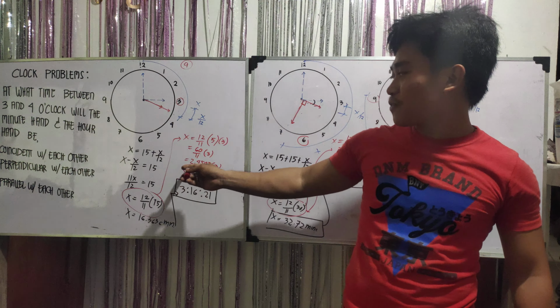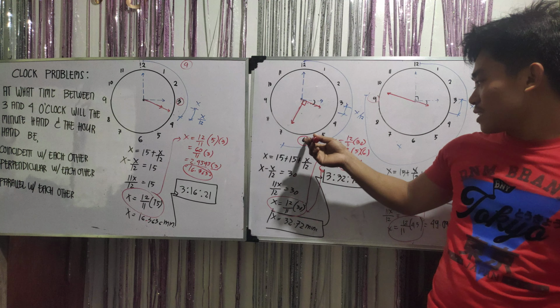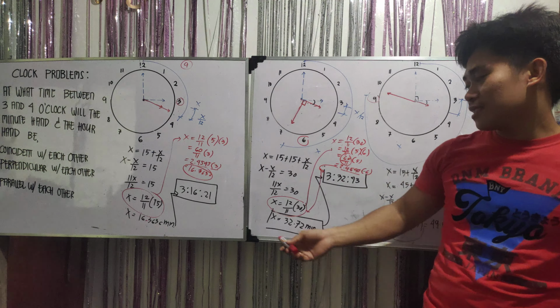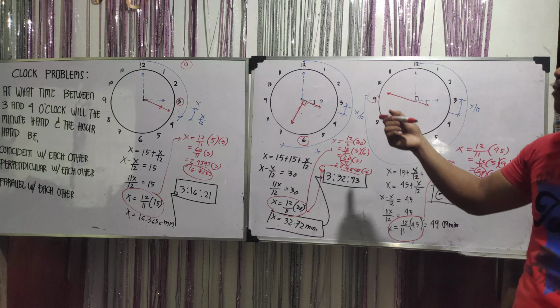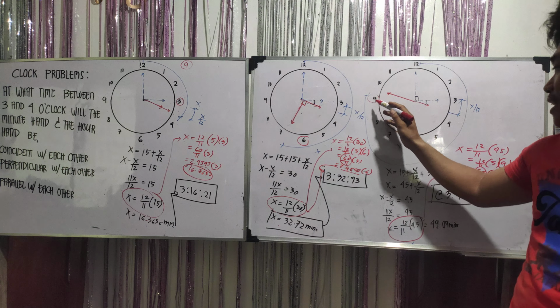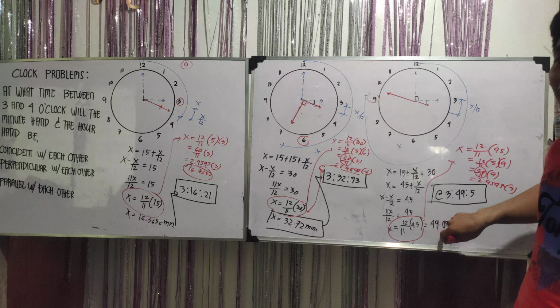Okay, for letter B, okay, ano yung huli niyang dadaanan? Is that 6? Yes. So 6 times 2.4545. Tcharan! And lastly, para maging parallel sila, okay, hanapin mo lang yung huli niyang dadaanan, minute hand, okay? So in short, that is just 9. 9 times 2.4545, okay? That is 49.09.